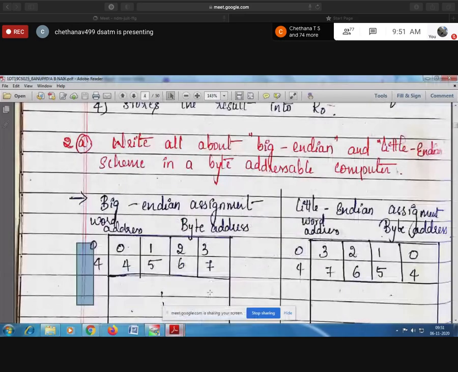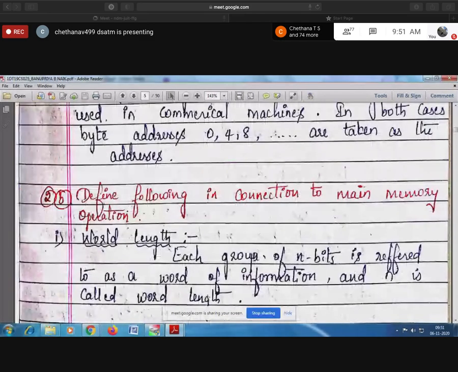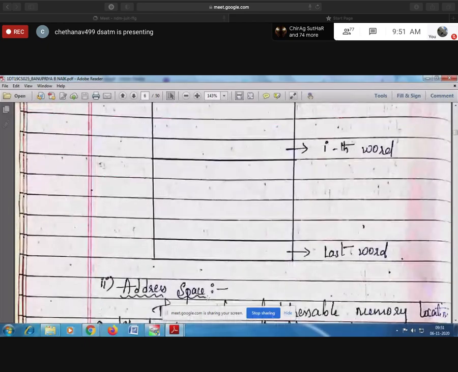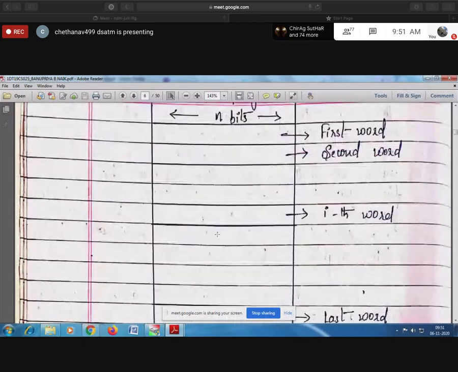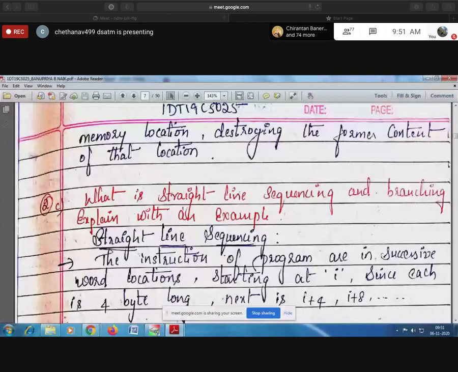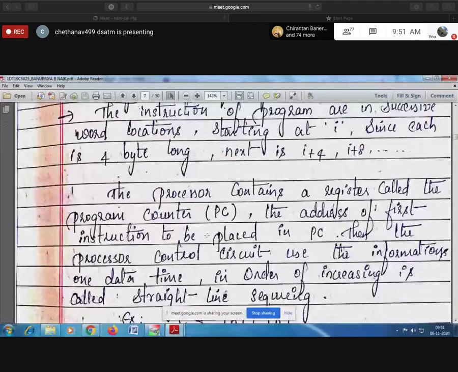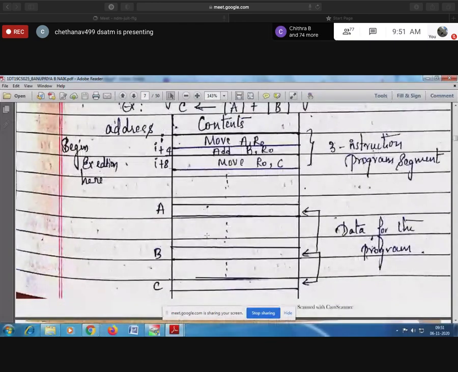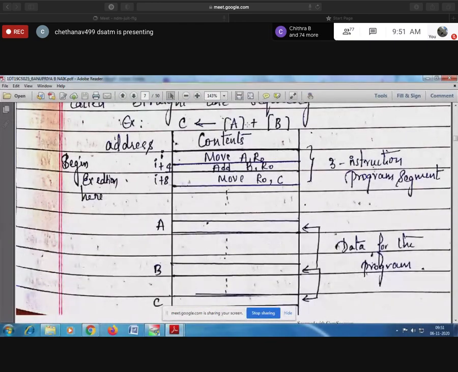Suppose c is equal to a plus b. For this, I want to write the program. How to write the program? I'll write it line by line. First line is what? Take the data from the memory. So move a comma r naught. I'll keep the data from a in r naught. I'll move from a to r naught.